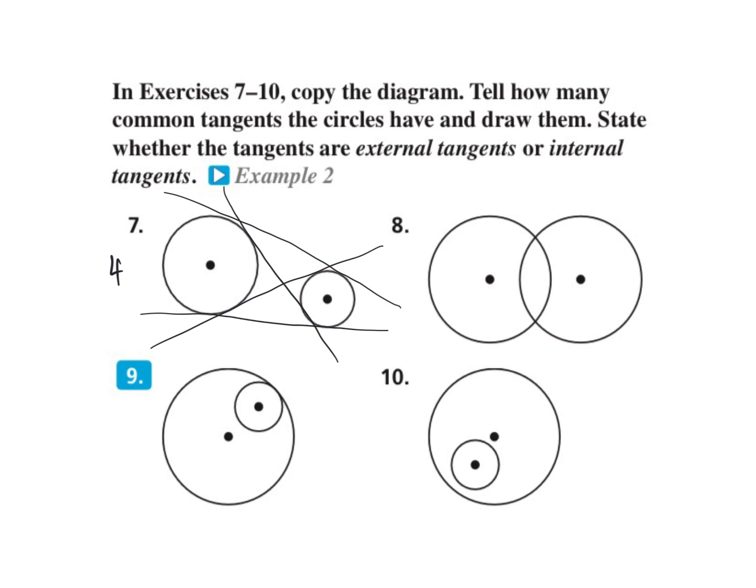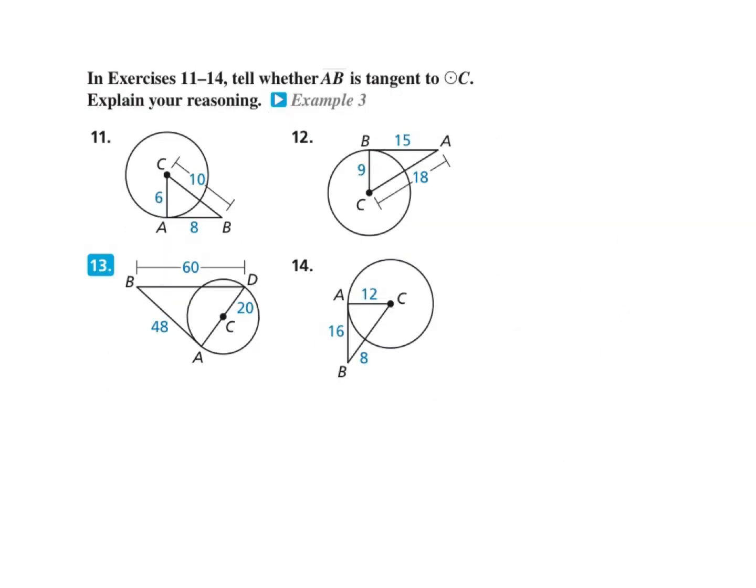All right, so on number 8 you have that one, and there are no other tangents, so there's only 2 on number 8. Number 9, there's only 1 tangent to both circles. And number 10, there are 0. No tangents at all.